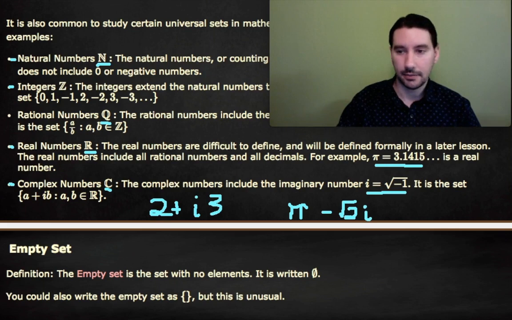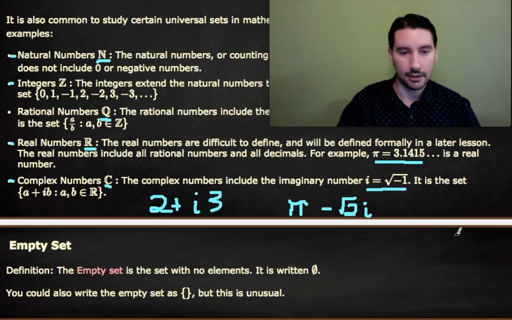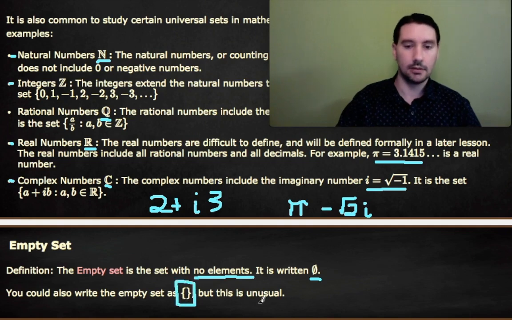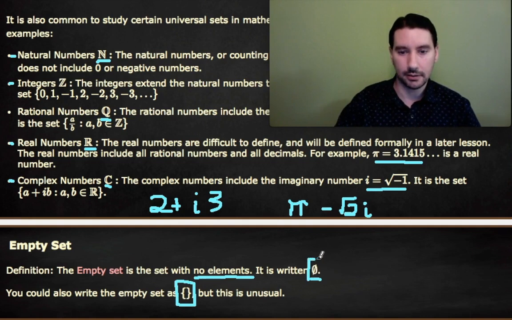On the other end of the spectrum is the empty set, and that is the set with no elements. So it's written as a circle with a slash through it. You could also write it as just a set with nothing in it, so this would be the empty set. But this is not the usual notation. The common notation is to write it as a circle with a slash through it.